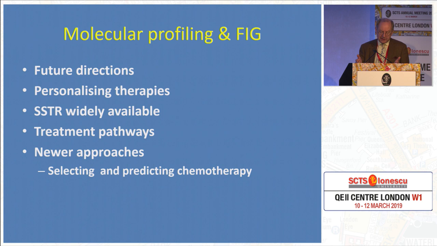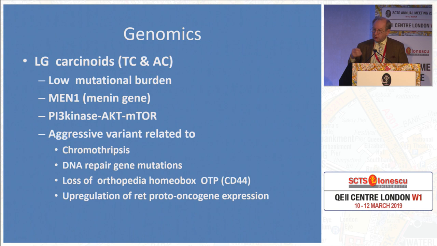But there are emerging tips that may help you to select chemotherapy or may explain why certain chemotherapy regimes do less well. We know that with the low-grade carcinoids, they tend to have a low mutational burden. You can demonstrate the MEN1 gene. They may have PI3 kinase, AKT, mTOR, which may explain why some subgroups do better with everolimus.